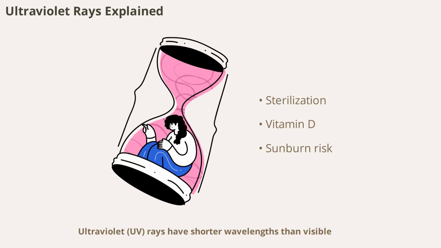Ultraviolet (UV) rays have shorter wavelengths than visible light and are invisible to the naked eye. UV rays are responsible for causing sunburns and are used in sterilization and disinfection processes. They are also important in the production of vitamin D in the skin. However, excessive exposure to UV rays can be harmful, so proper protection is necessary when dealing with strong UV sources.